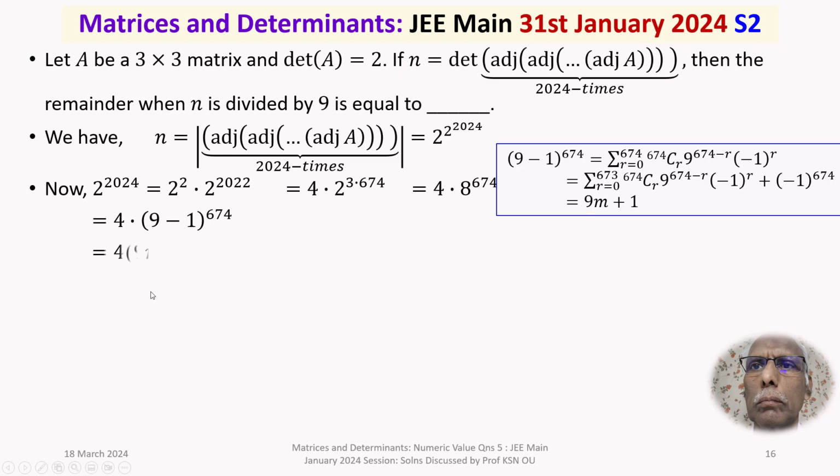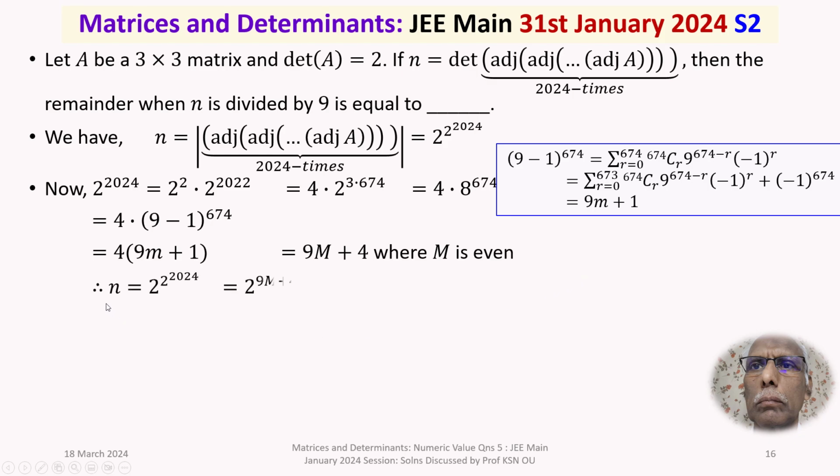So we write here 4 into 9m plus 1. Then we write it as 9 times capital M plus 4. 4 into 1 is 4. And what is capital M? Capital M is 4 times small m. So therefore capital M is even. So 9 capital M plus 4 where m is even.